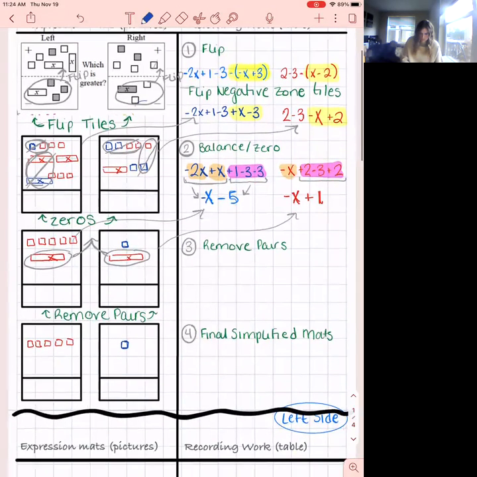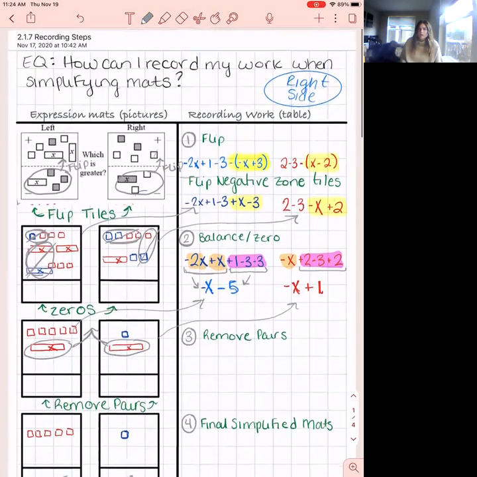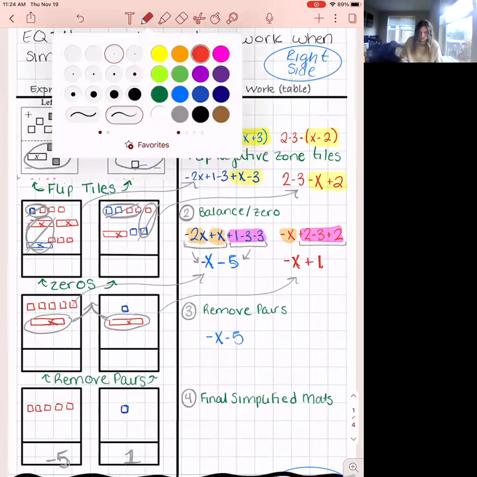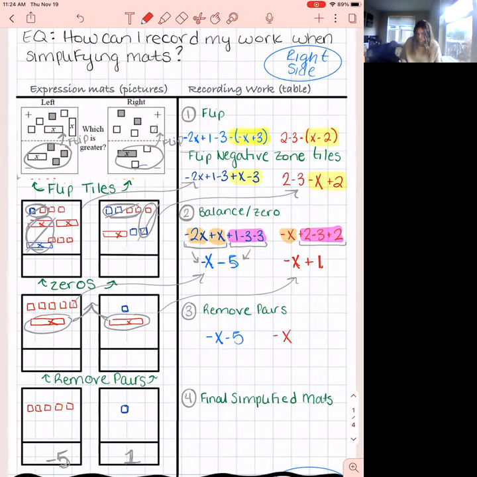So if we were to name our final picture, we want to end up with -5 and 1. Let's see if we can get there with our numbers. So going back to my removing pairs, step 3, I'm going to rewrite what I had left over from step 2. So I had negative x minus 5, and we have negative x plus 1.